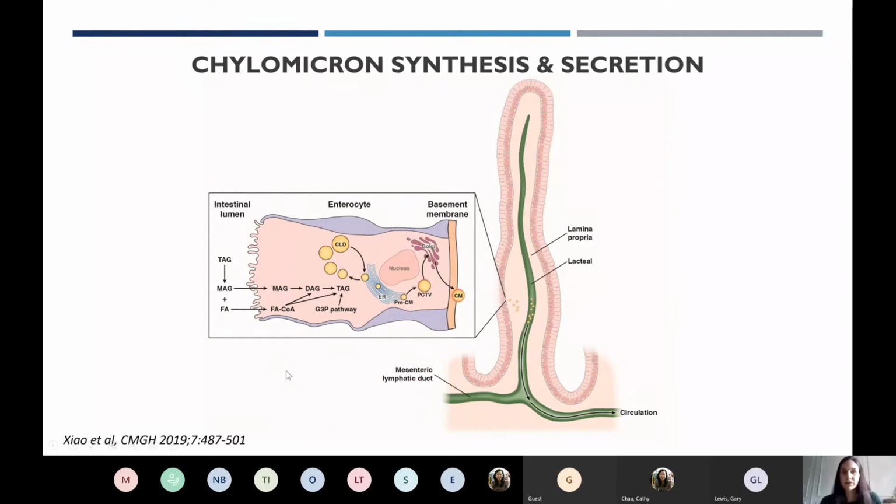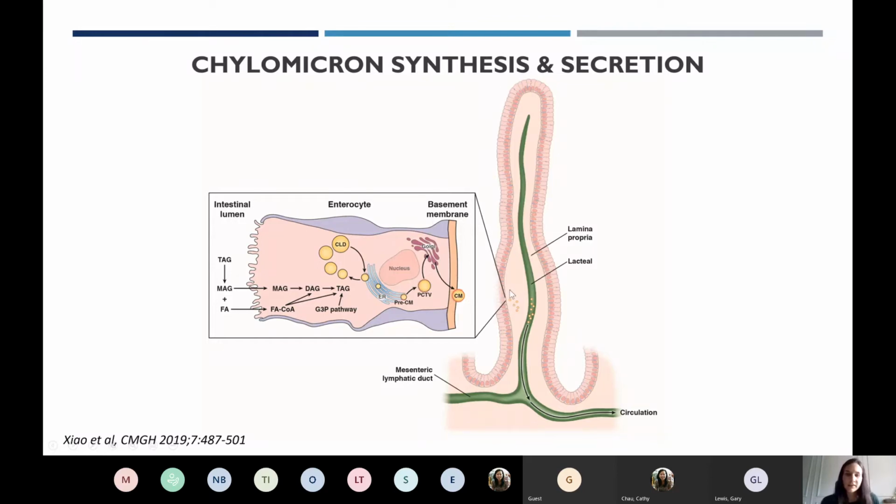So just briefly, I want to go over how chylomicron secretion occurs. We have these enterocytes in the intestine that have microvilli that face the intestinal lumen. Dietary triglycerides are hydrolyzed to monoacylglycerol and fatty acids, and these are then reesterified into triglycerides at the ER. The majority of these triglycerides end up being packaged into pre-chylomicrons and transported to the Golgi in pre-chylomicron transport vesicles, and then are secreted out the basolateral side as mature chylomicrons.